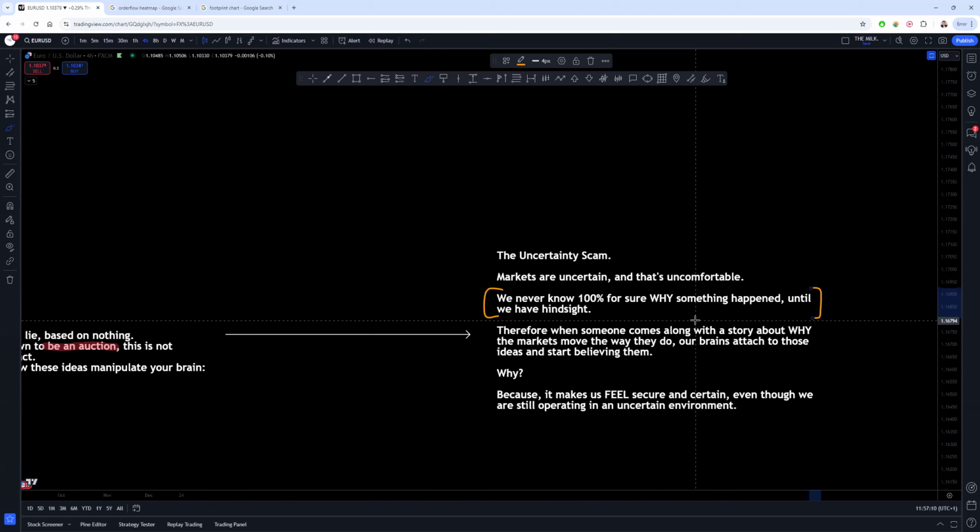That's uncomfortable because as humans, we want to feel certain, we want to feel secure. And especially when it comes to something that is based on money, and potentially money that can be ours or not be ours, then we're going to be extra vigilant about what we pay attention to and what we believe. That uncertainty is incredibly uncomfortable. It is a human, I'm not going to say a weakness, but in terms of trading, it's a bit of a weakness. Anyway, therefore, when someone comes along with a story about why the markets move the way they do, our brains attach to the ideas that that story is based off, and they start believing them. Why? Because it makes us feel secure and certain, even though we are still operating in a completely uncertain environment.